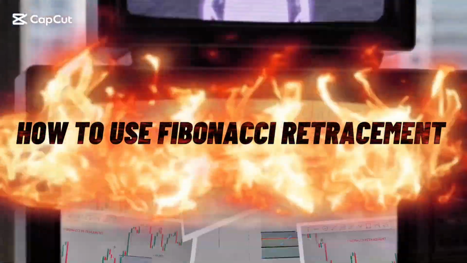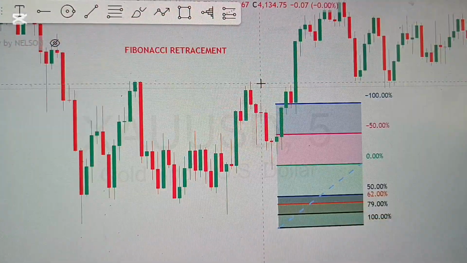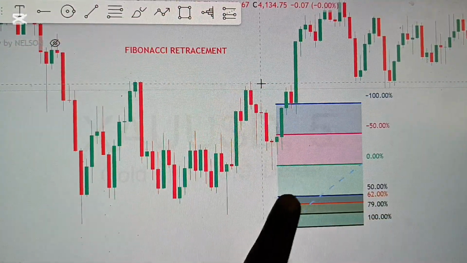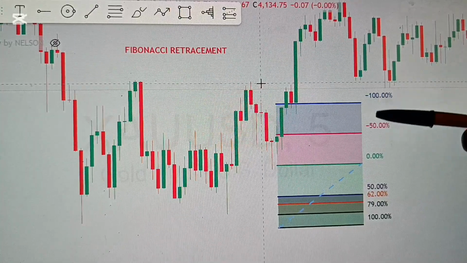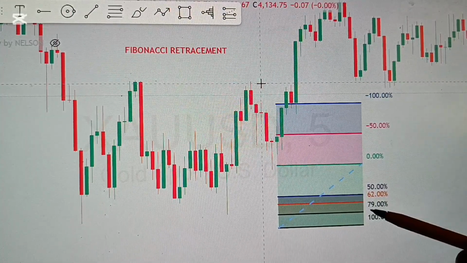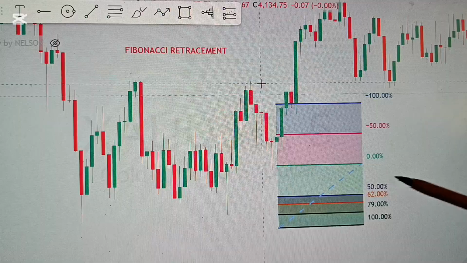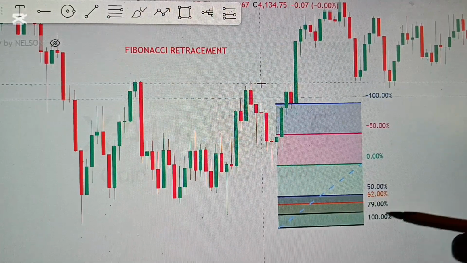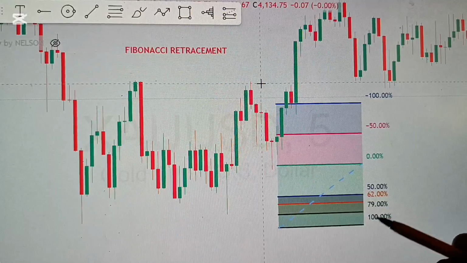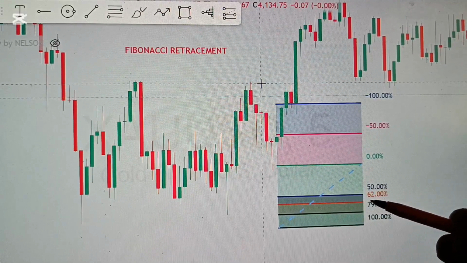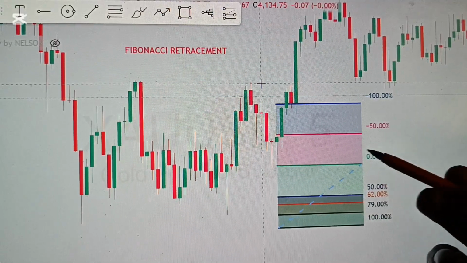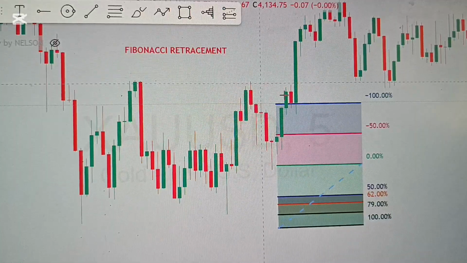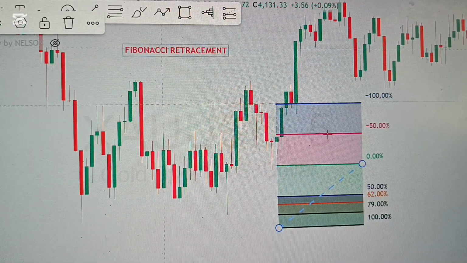Today I want to show you how to analyze the market using Fibonacci retracement. This is the Fibonacci retracement, and these are the settings starting from 100%, 79, 62, 50, 0% up to -100. The most important percentages that we are going to use are 50, between 50 and 62, and 0%. Those are the important key points, or the important levels that you are going to use.